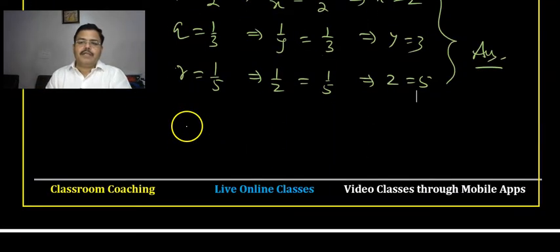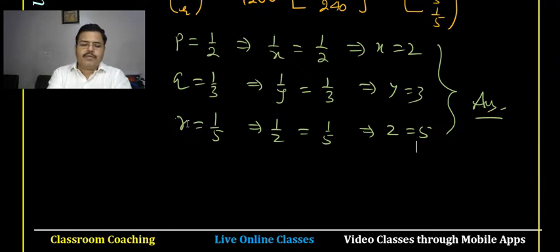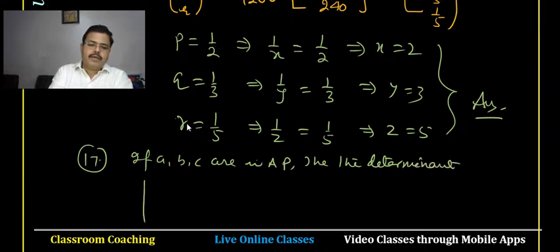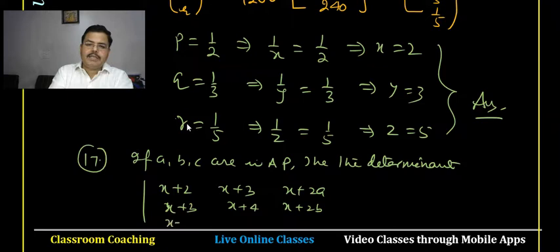Right? Now the next question, one more question is there. Let us see question number 17. It is given, if a, b, c are in AP, then the determinant, what is given here? The determinant is given: x plus 2, x plus 3, and x plus 2a. Then x plus 3, x plus 4, and x plus 2b. And then x plus 4, x plus 5, and x plus 2c.